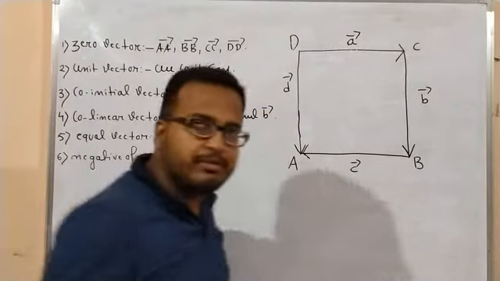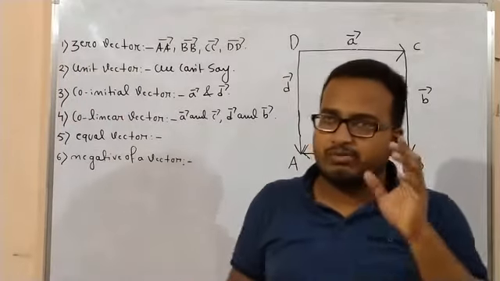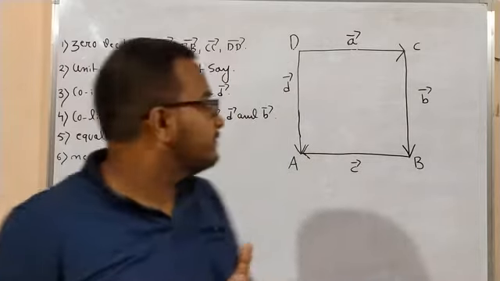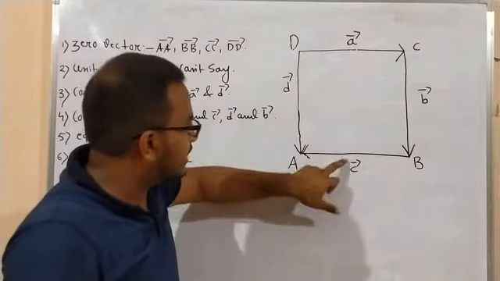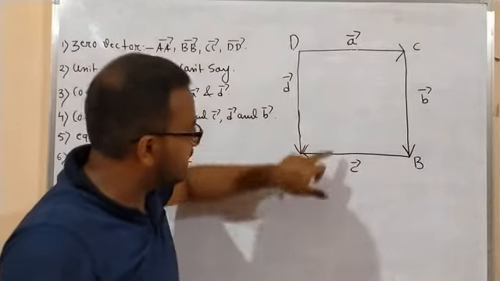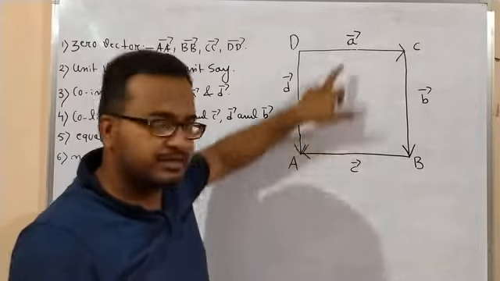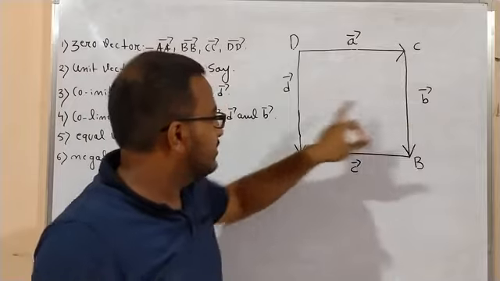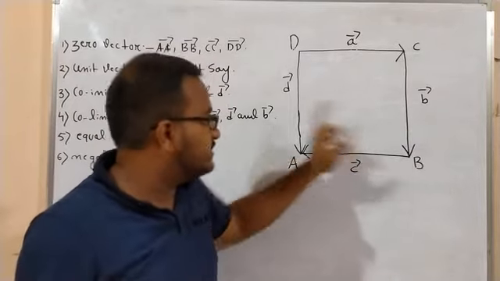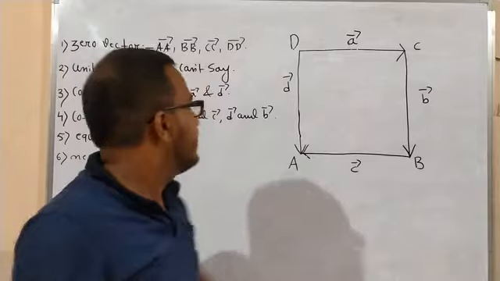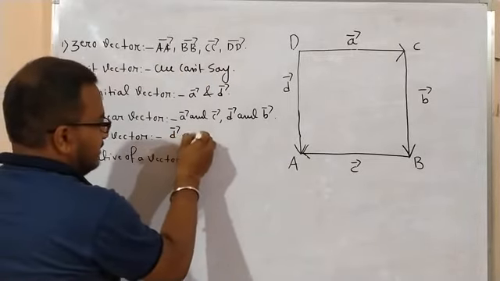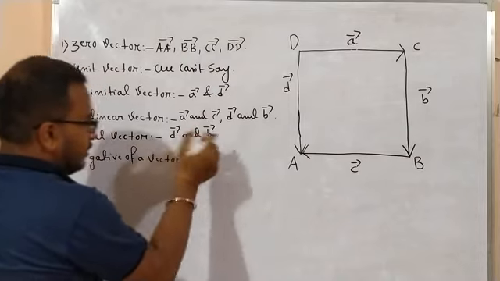What do you mean by equal vector? Two vectors are said to be equal if they have the same magnitude as well as the same direction. So these two vectors are not equal, because they have the same magnitude but opposite direction. These two vectors are definitely equal, because they have the same magnitude as well as the same direction. So equal vectors are D vector and B vector. They are equal.